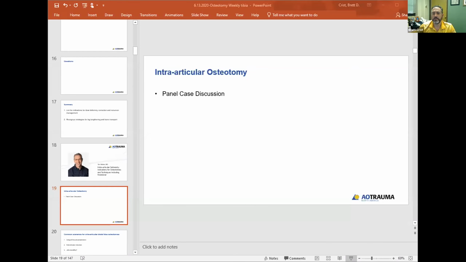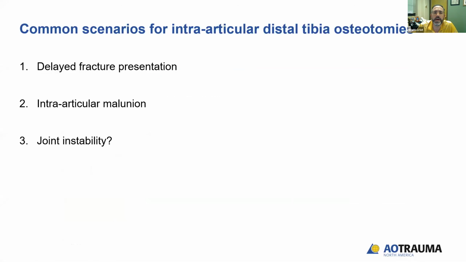All right. So we're going to go on to the next section, which is intra-articular distal tibial osteotomies, and we're going to go through a few cases. But before that, I just wanted to outline some typical scenarios, at least that I've encountered. Probably the most common situation, and this was the same for around the knee, is a delayed fracture presentation, so several weeks or months after initial injury.